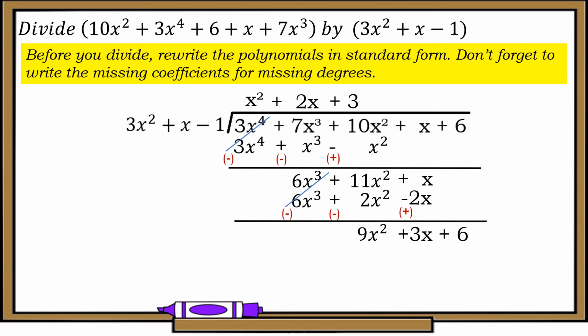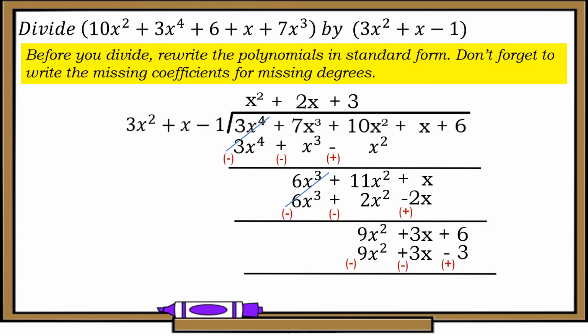Then, you multiply. 3 times 3x squared is 9x squared. 3 times x is positive 3x. 3 times negative 1 is negative 3. Then, subtract again. Change the sign of the subtrahend. So, naging negative 9x squared, naging negative 3x, and naging positive 3.